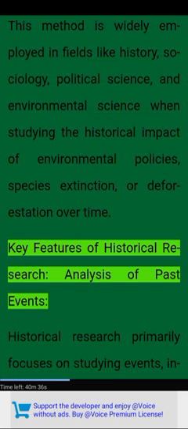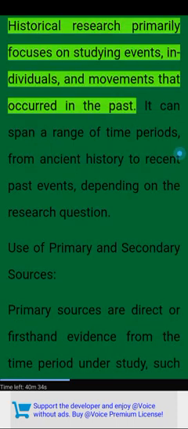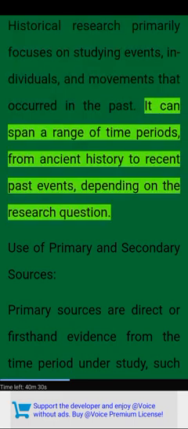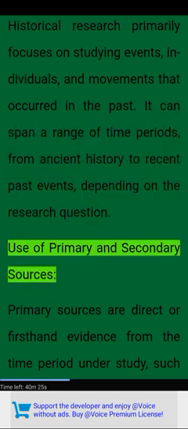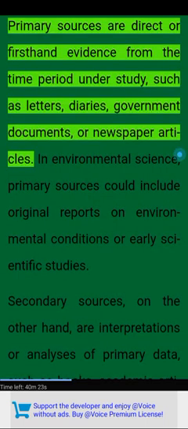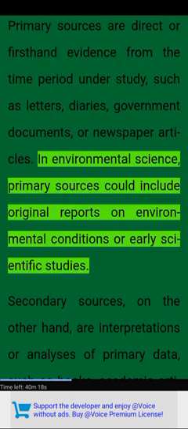Key features of historical research: analysis of past events. Historical research primarily focuses on studying events, individuals, and movements that occurred in the past. It can span a range of time periods, from ancient history to recent past events, depending on the research question. Use of primary and secondary sources. Primary sources are direct or first-hand evidence from the time period under study, such as letters, diaries, government documents, or newspaper articles. In environmental science, primary sources could include original reports on environmental conditions or early scientific studies.